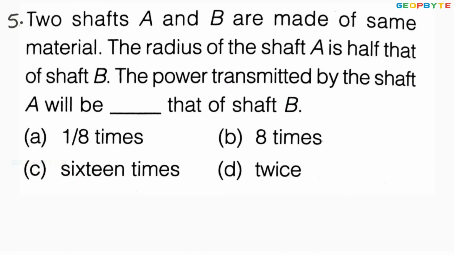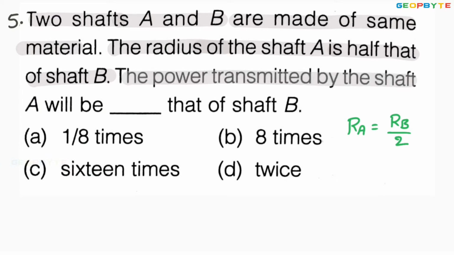Look at the fifth problem. Two shafts A and B are made of the same material. The radius of shaft A is half that of B, RA equals RB by 2. Then the power transmitted by shaft A will be dash that of B. You are asked to find the power transmitted by A in terms of the power transmitted by B.